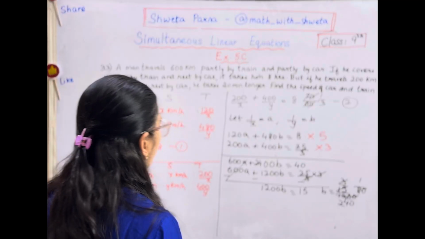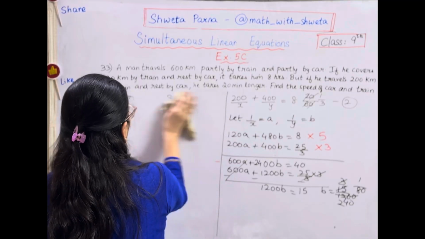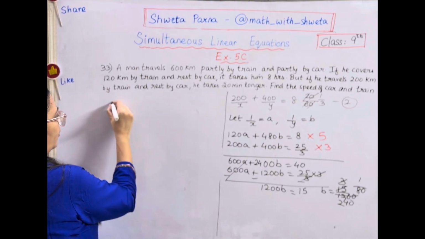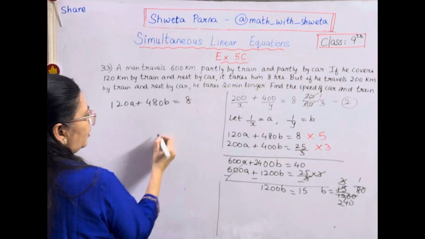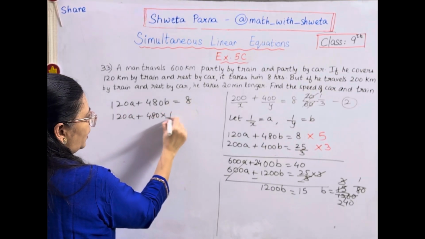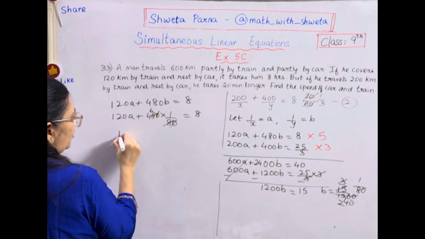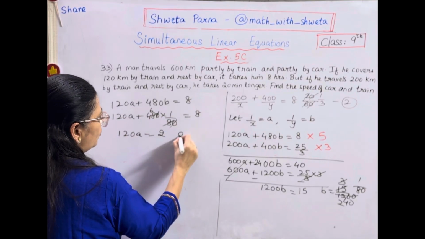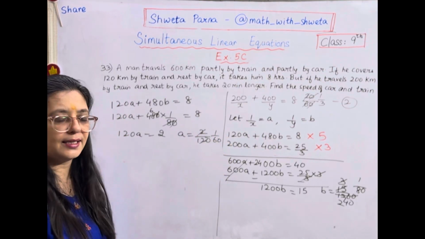Now let's find value for a. Okay, substitute in any equation, say 120a plus 480b is equal to 8. So 120a plus 480 into 1 upon 80 is equal to 8. 0, 0 cut, 8 6s are 48, so 6. So 120a is equal to 8 minus 6, which is 2. So a is equal to 2 upon 120, which is 1 upon 60.